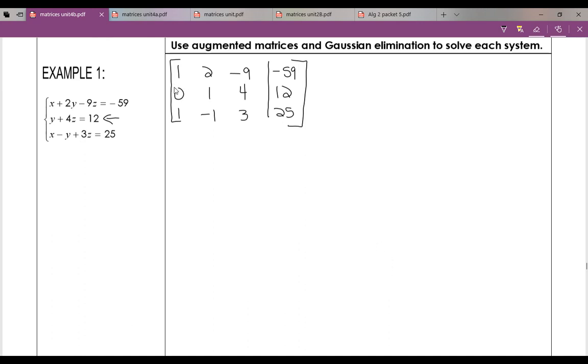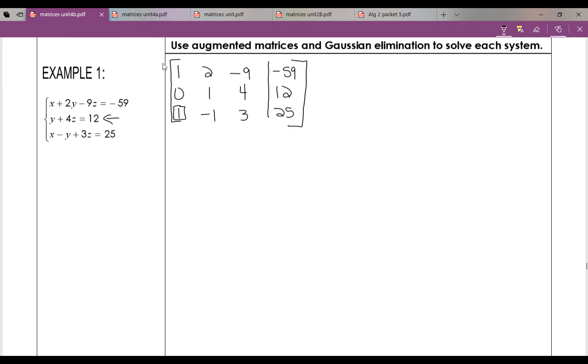Next thing I'm going to do is I'm going to look here. I want a 0 here. Got it, okay? If I have a 0 here, the next thing I want is a 1. So second row is good. The problem is when I come down here, what should that number be? It should be a 0. It's not. But I can make it a 0, okay?